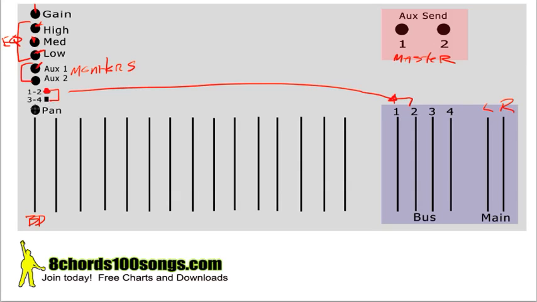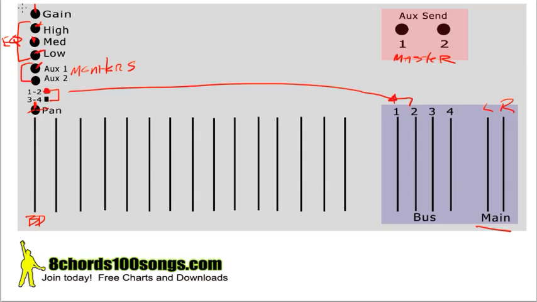And this is our pan, so we can pan left to right. If you're running stereo, that goes to your mains over here. Now, most church sound systems run mono, and that's usually the best, so we just keep the pan in the center. If you do assign, you can pan left or right to assign to 1 or 2.